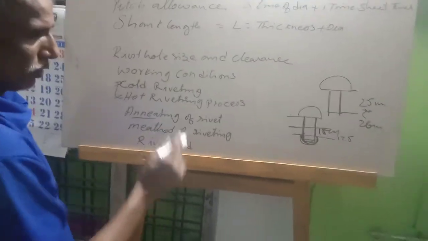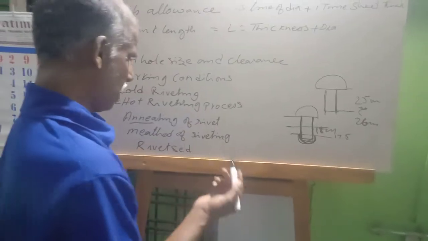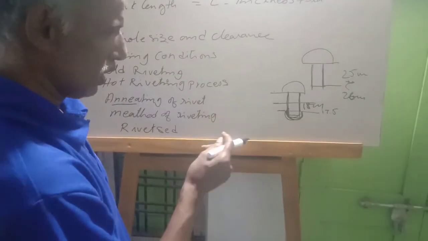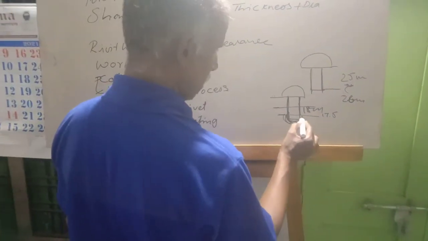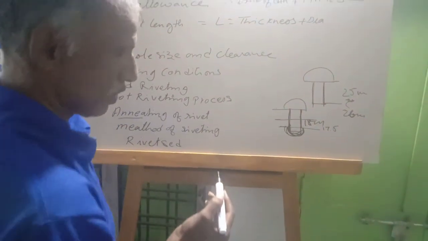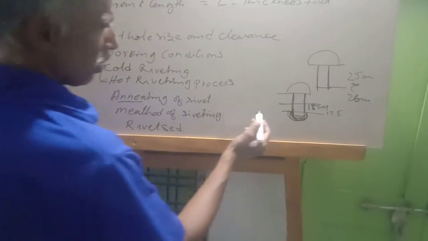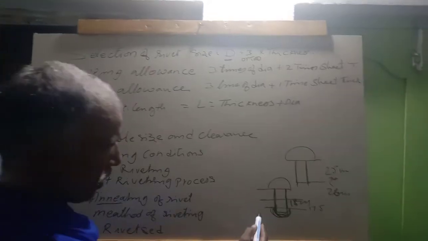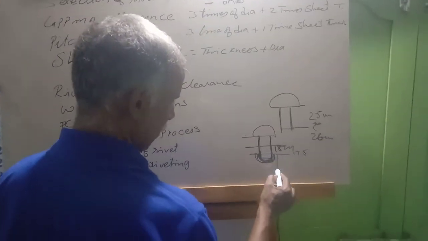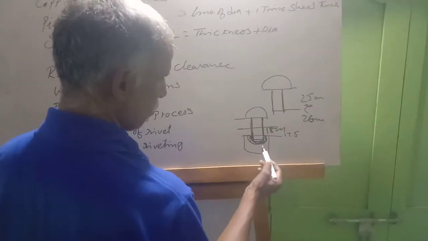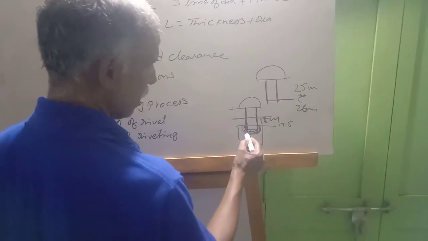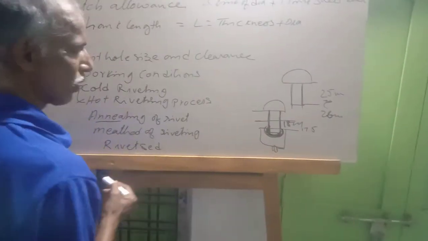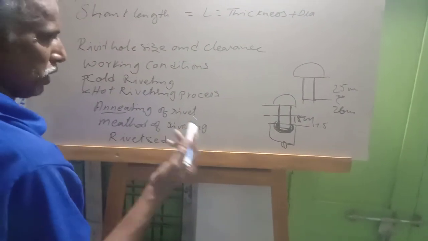Method of riveting. Riveting can be done by a hand process, using a ball peen hammer, the ball head, and making the riveting. And we can use pneumatic, which means with air power, we can make this head shape also, using a tool like this. They will put it, and this will hammer, and it will become a head like this.